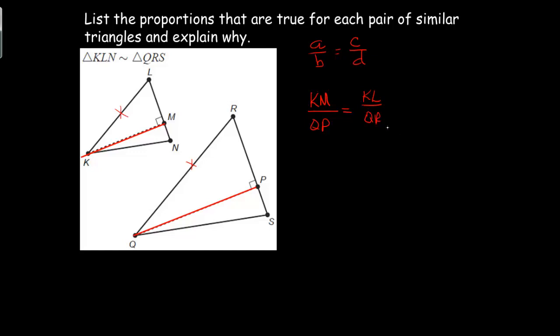Let's say QR. So what we did was we took small triangle altitude over the large triangle altitude equals small triangle corresponding side over large triangle corresponding side. Okay, that's how I set it up.